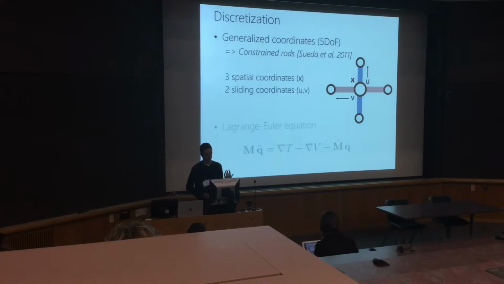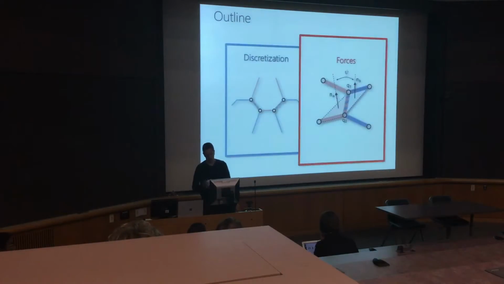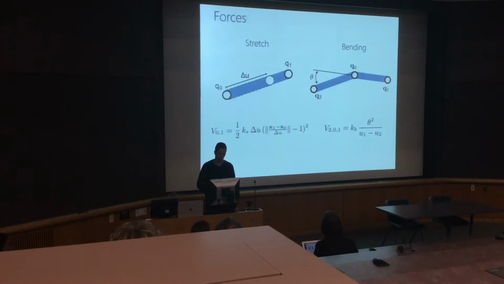And since we have generalized coordinates, we use the Lagrange equation, which is a reformulation of Newton's second law, basically, well suited for generalized coordinates. I won't go into the details about this. So now that we have the discretization, I'll show you how to derive a set of forces based on these 5 degrees of freedom nodes that will govern the behavior of the cloth, and I'll show you some examples.